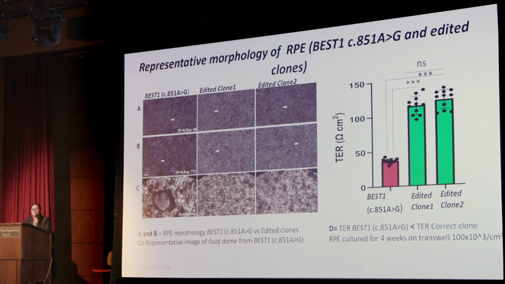Then we looked at the trans-epithelial resistance, which is a characteristic of the tight junctions of epithelial cells. In both of the clones which we used for this experiment, the TER is very high, which is very significant compared to the unedited line, which signifies that this mutant is disturbing the RPE monolayer, and the tight junction is not properly formed.